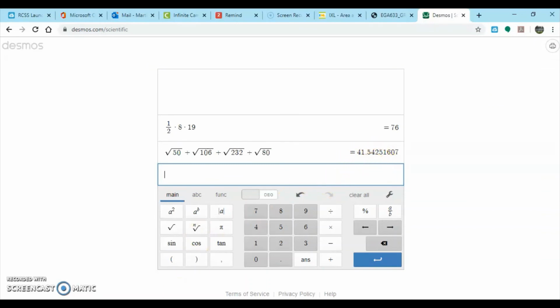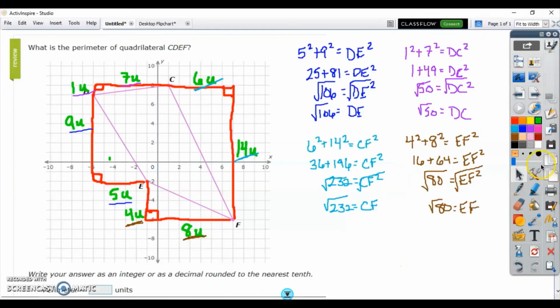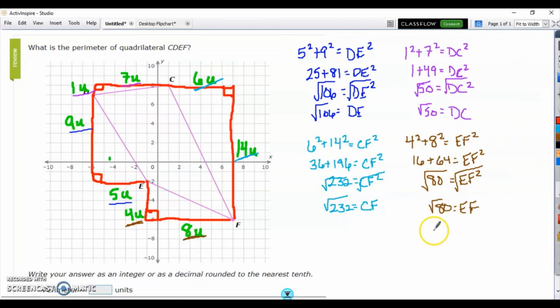So the perimeter of this quadrilateral that I've got right here, I pulled this one off of IXL, is 41.5 units. So that would be the answer down here, 41.5, rounded to the nearest tenth.